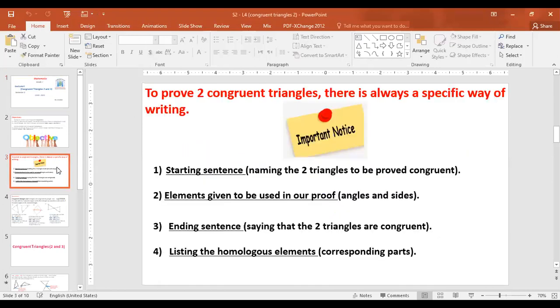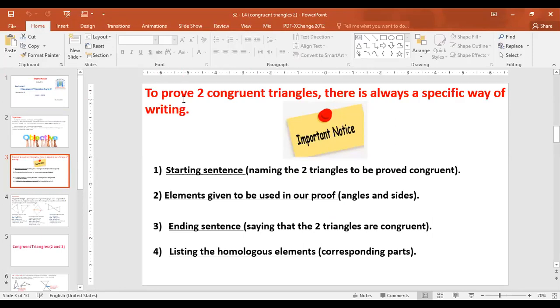I want Zahra Jaber, please. Yes, Zahra Jaber. Please quickly read what is written on this slide. Hurry up. These are the steps to prove congruent triangles. Start reading. Okay, miss. From 1 to 4.